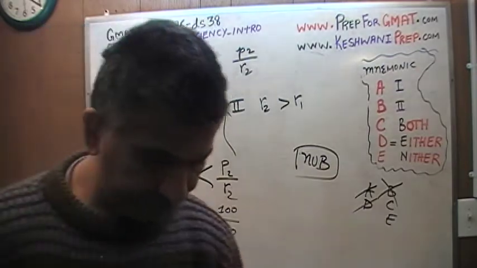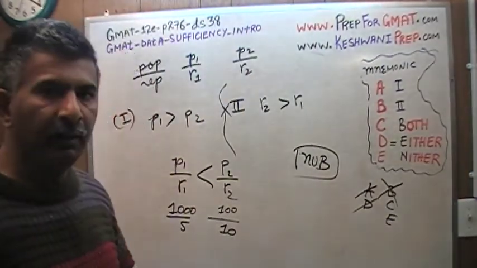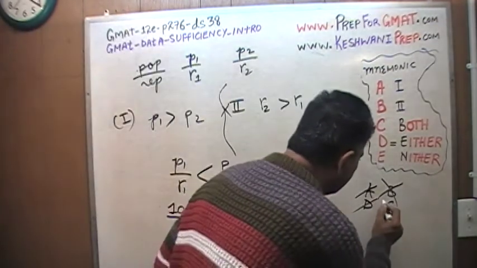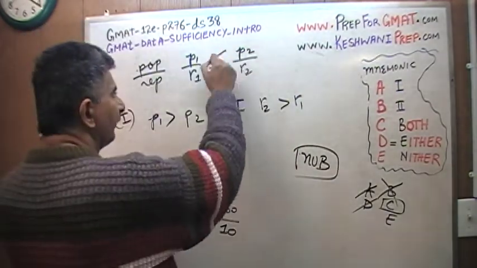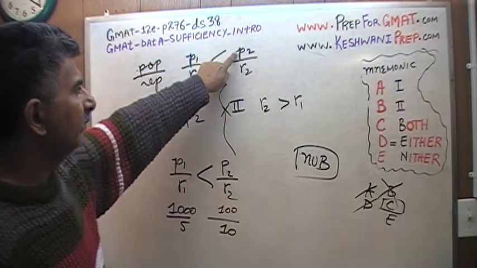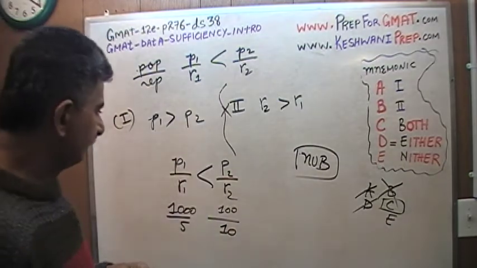That's all. I think I explained too much. But anyway, that's all it is. So the bottom line here is that putting the two statements together is enough for us to figure out which ratio is greater. It turns out this ratio is greater. That's all. Because it has fewer people, but more representatives.